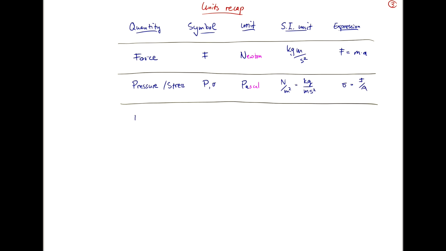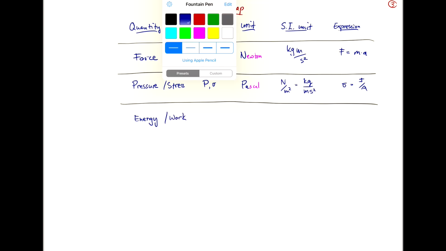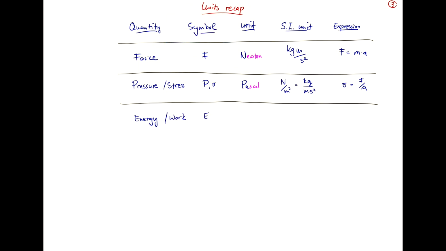Next up, energy or work. Here we use the symbols E typically, or W for work, and the unit symbol is joule. And in SI units, a joule is a Newton meter, which is kilogram meter squared per second squared. And this stems from energy as being the force applied along a distance, r. So you integrate the force times the distance, and that is either energy or work done.